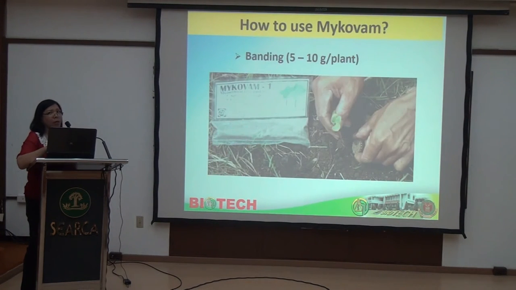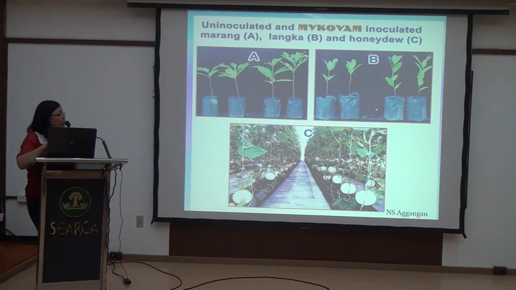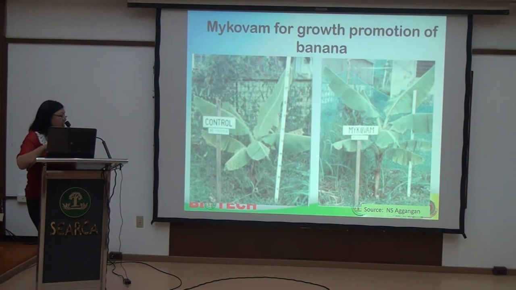So how was Mycobam applied? 5 to 10 grams lang, and noong unang panahon, uso pa yung tansan. So 1 tansan per seedling, and that's it for the whole lifetime na ng plant. Kasi the earlier it forms the association, as long as the plant lives, the fungi will multiply and grow. But you have to supplement the nutrients para parehas silang mabuhay. So through the years, there were many inoculation trials done. This is on maram, this is on lampa, and this is on hindage root. So consistently, meron pong growth increase, height increase, and this is for banana.